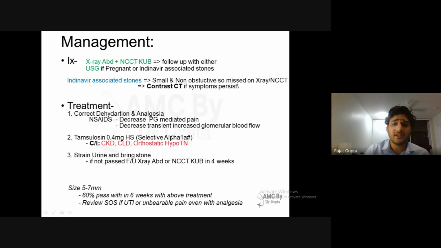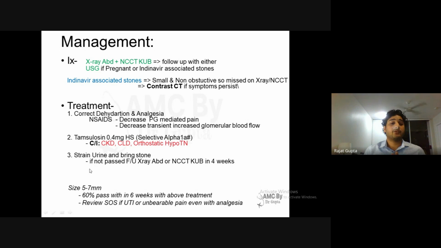So in patients with CLD, hypotension, and CKD, it can cause adverse effects. And also this drug is a first line treatment for BPH, we'll be discussing later.